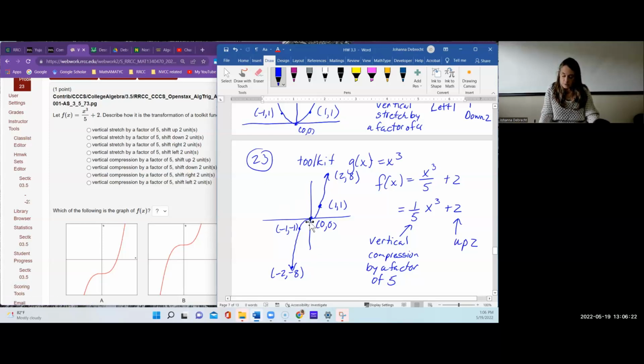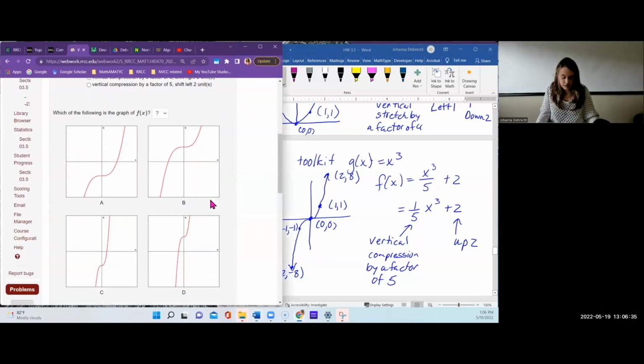So the point 0, 0 should have shifted up to 0, 2, and then divided by 5. What does that mean for our graph? Well, since it got shifted up and then it got compressed, it looks like it would probably be this graph right here. It definitely got shifted up, not down, so it can't be A or C.